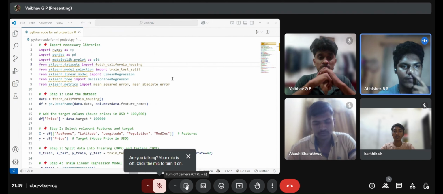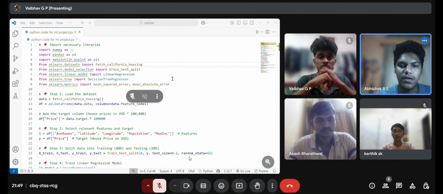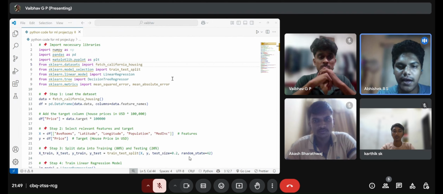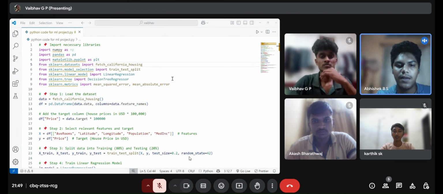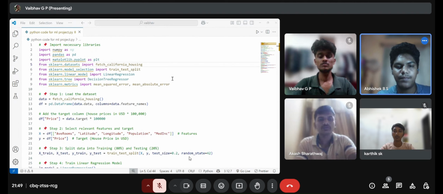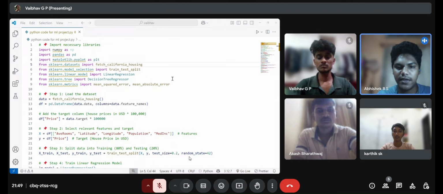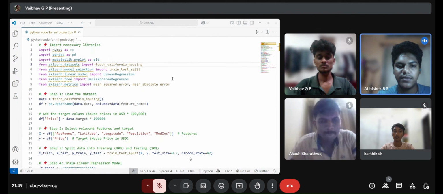So here in the necessary libraries, import NumPy, used for numerical operations and handling large data sets efficiently. It helps in performing mathematical operations on arrays. Pandas as pd. Pandas is used for data manipulation and analysis, and helps store and process the data set in a data frame, that is, in tabular format. Next is matplotlib. Matplotlib pyplot is used to create graphs and visualizations, and helps plot scatter plots, bar charts, and comparison graphs.